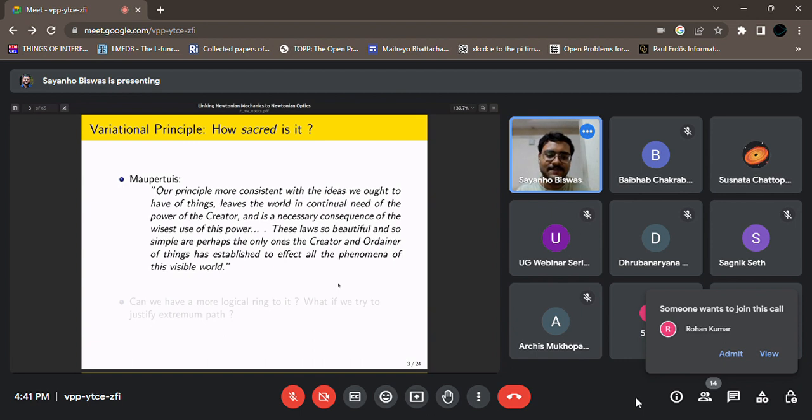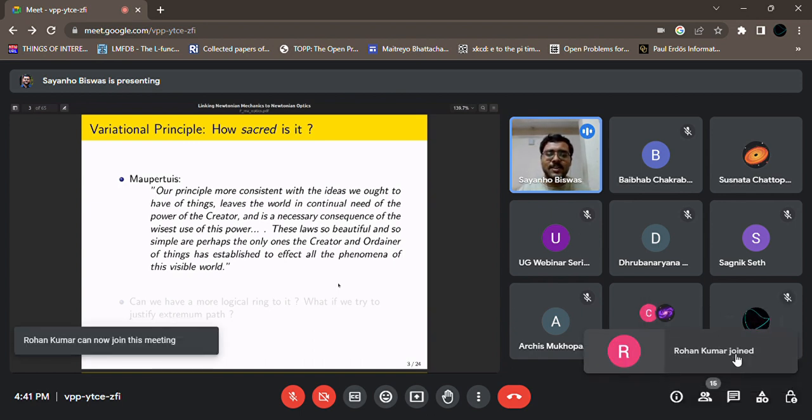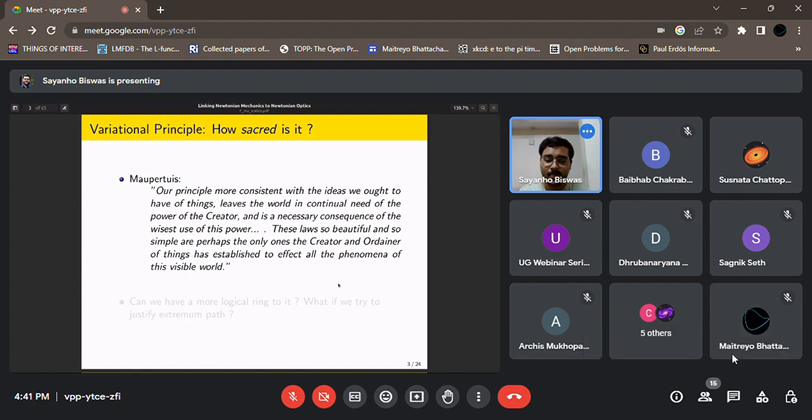Obviously, you can read this. He said that our principle, more consistent with the ideas we ought to have of things, leaves the world in a continual need of the power of the Creator, and is a necessary consequence of the wisest use of this power. These laws, so beautiful and so simple, are perhaps the only ones the Creator and Ordainer of things has established to effect all the phenomena of this visible world. Now, that's what Maupertuis said.